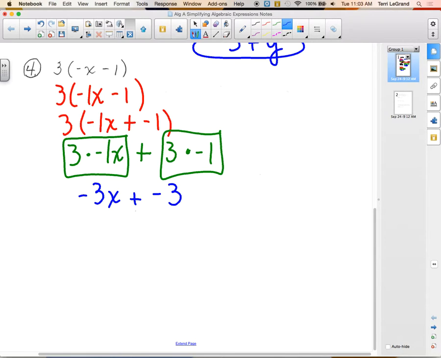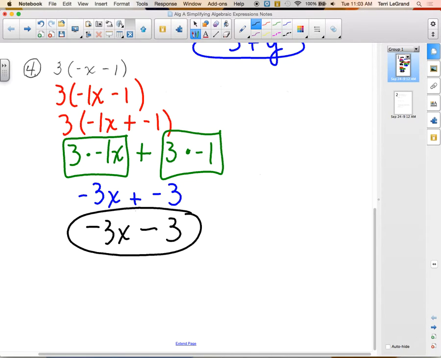Okay, how would it look cleaned up then? How would it look cleaned up? Negative 3x minus 3. Negative 3x, that stays like it is. Subtract 3. Yeah, there we go. We got rid of our double sign.